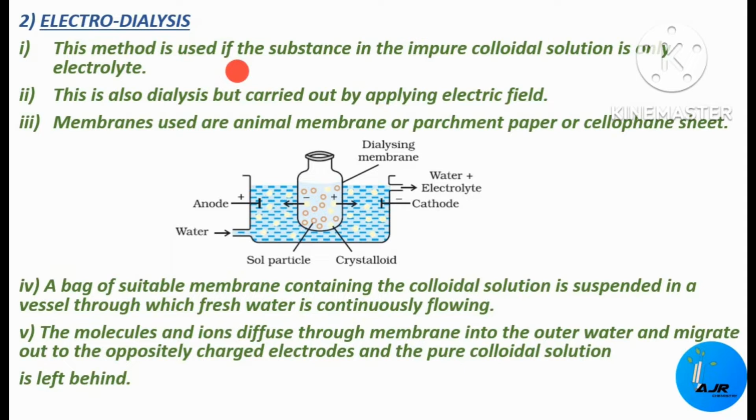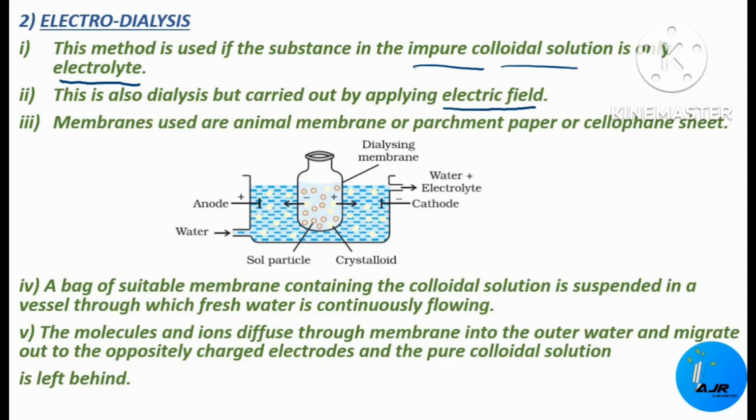This method is used if the impurity in the colloidal solution is only an electrolyte. Electrodialysis can be utilized only if the impurity present in the colloidal solution is electrolyte alone. But in dialysis, we can make use of colloidal solutions having different types of impurities, because all the impurities can easily move through the parchment membrane. Here it is possible to use only a colloidal solution which has an electrolyte as the impurity. So this is also dialysis, but carried out by applying an electric field.